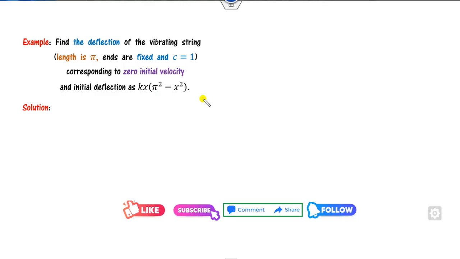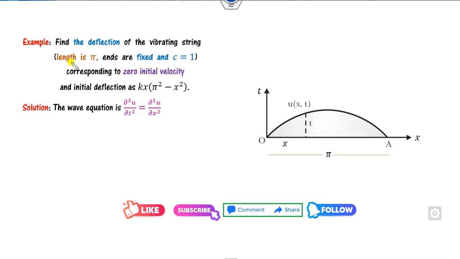Okay, look at this another one. Find the deflection of the string. So a string always looks like a wave equation. Fine. The length is pi and c is 1. End points are fixed. What does it mean? 0 comma t is 0. The length is pi, so pi comma t is 0, with 0 initial velocity.